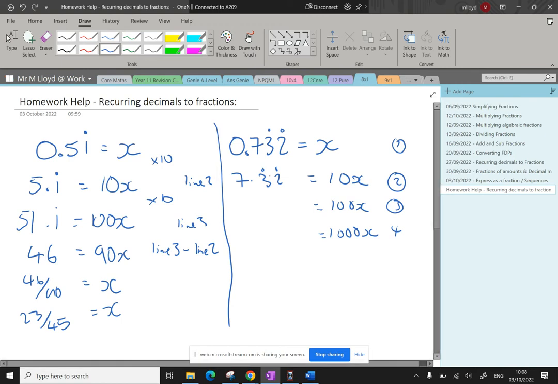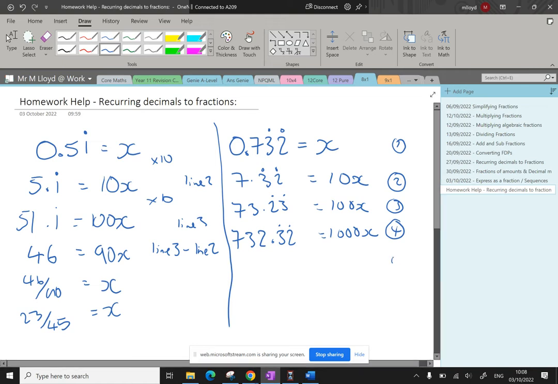We multiply by 10, that 3 that recurs will, if we use a gaming term, respawn at the end of the digits. So timesing by 10 again gives us 73.23 recurring. So you can see that 3 has respawned at the end. Multiply by 10 one more time, 732.32 with 2 dots on the end. How did I know I was going to need 4 lines? It's just because I'm old and experienced. With practice, you'll start to know how many lines you'll need.